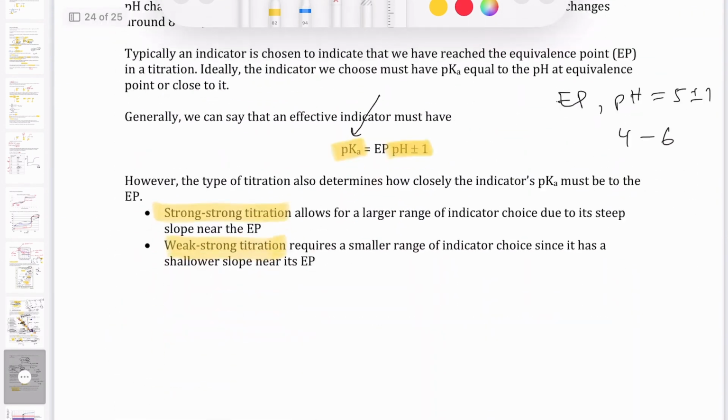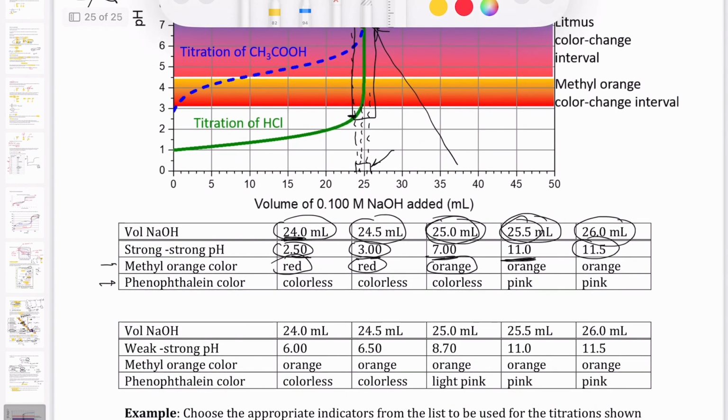Now, will phenolphthalein be a good choice for my indicator? The answer is also yes. Why is that? Look, the color is colorless, colorless, and colorless up till 7. But then when you add another drop, the color turns to pink. So will you find out when you've reached the equivalence point? The answer is yes, because phenolphthalein turns at the time when we've added another drop.